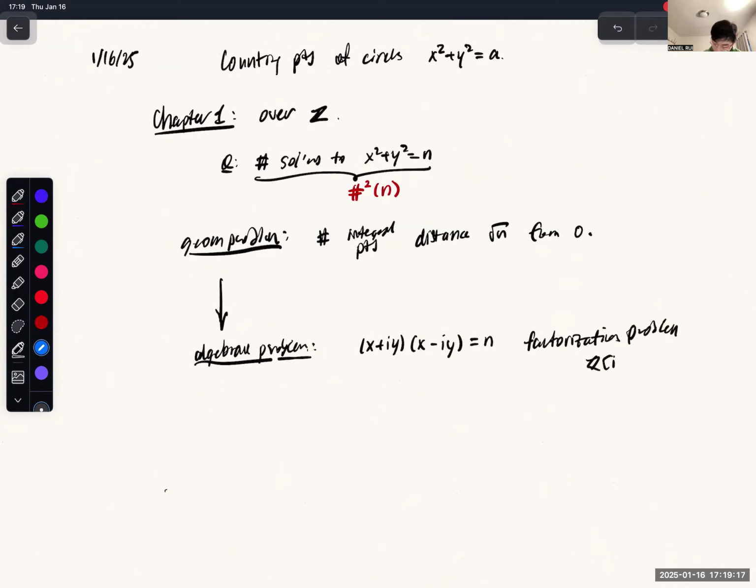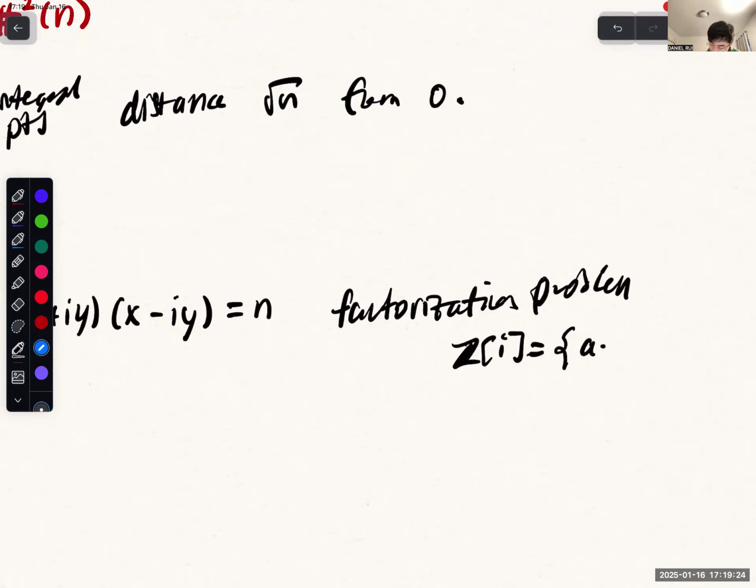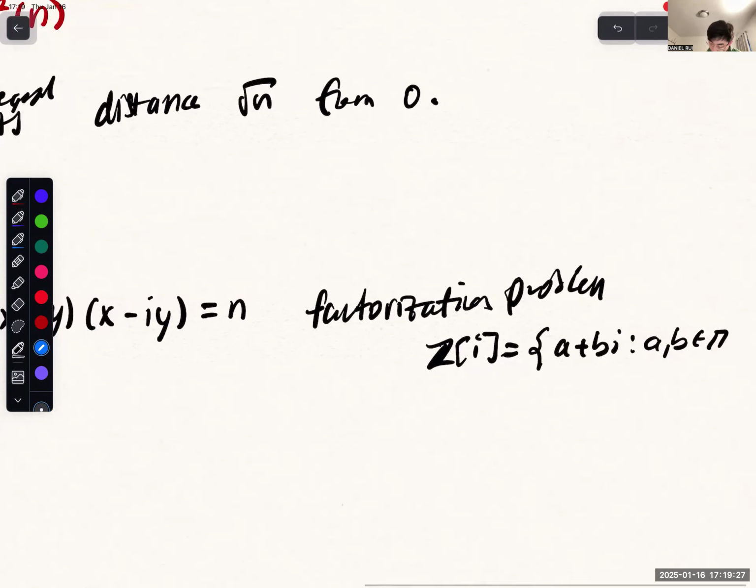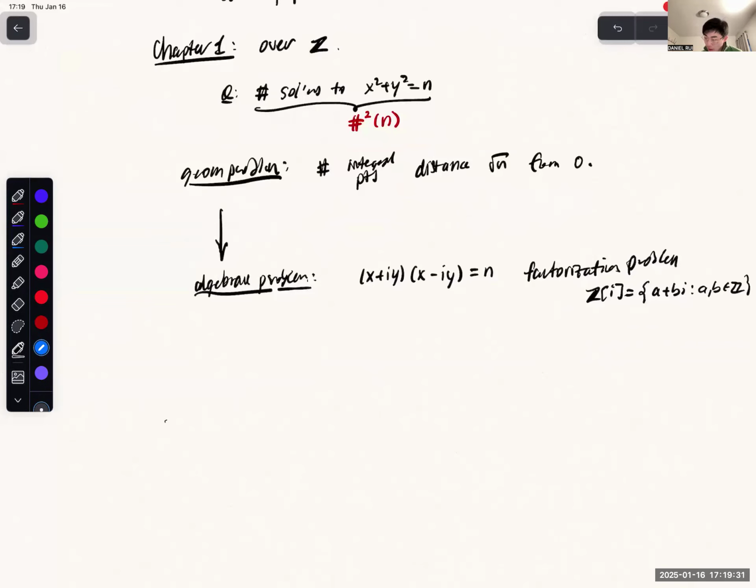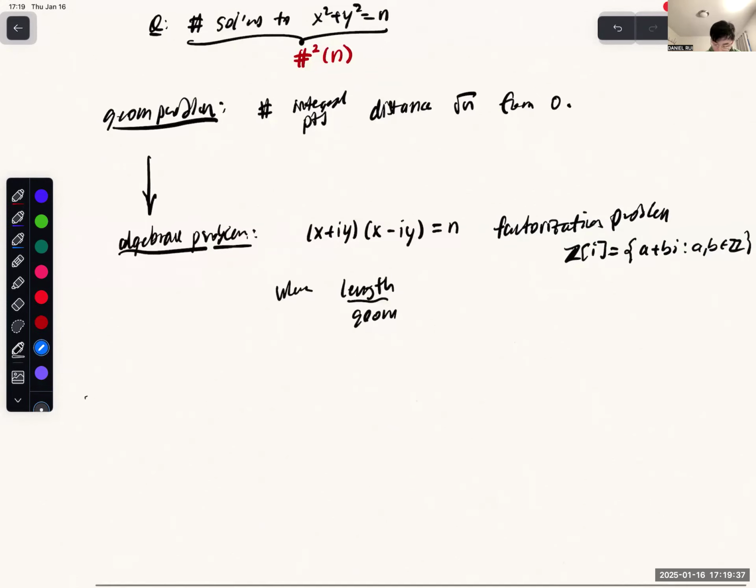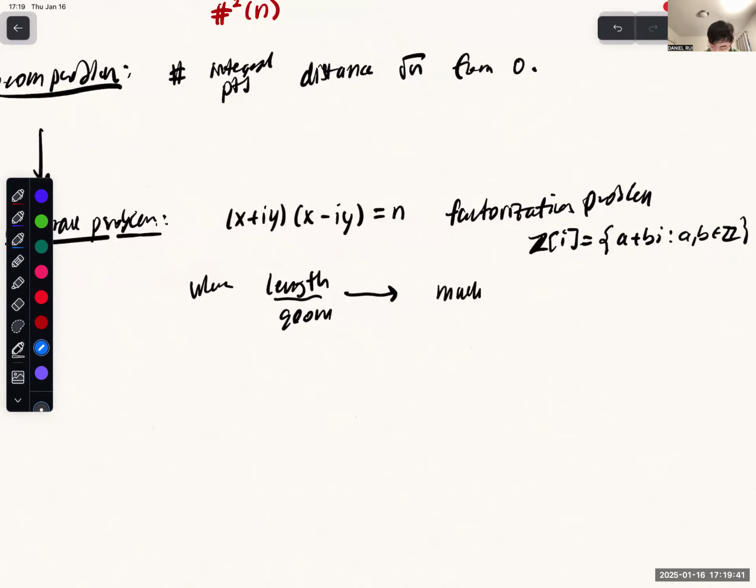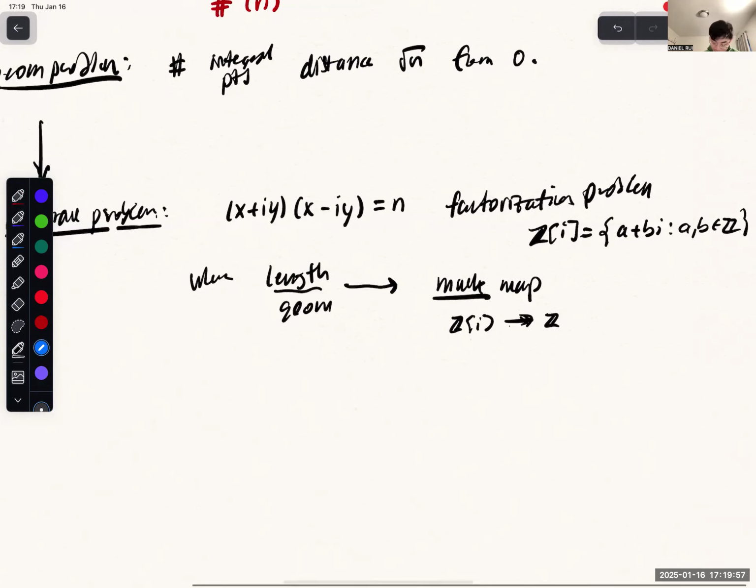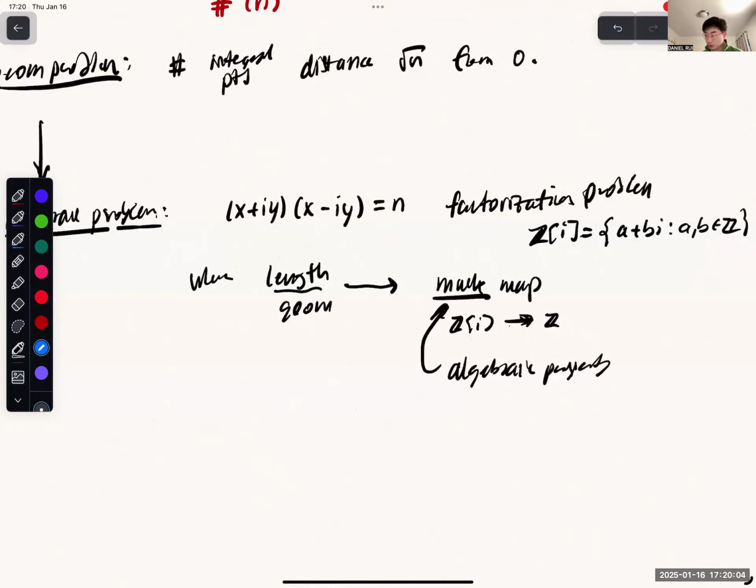in Z adjoin i, which I'll just define set theoretically as this. Where length, which was the geometry we had above, gives us this multiplicative map from Z adjoin i to Z, where this multiplicative map is an algebraic property, and it's a very rich algebraic property that we will exploit in chapter 2.